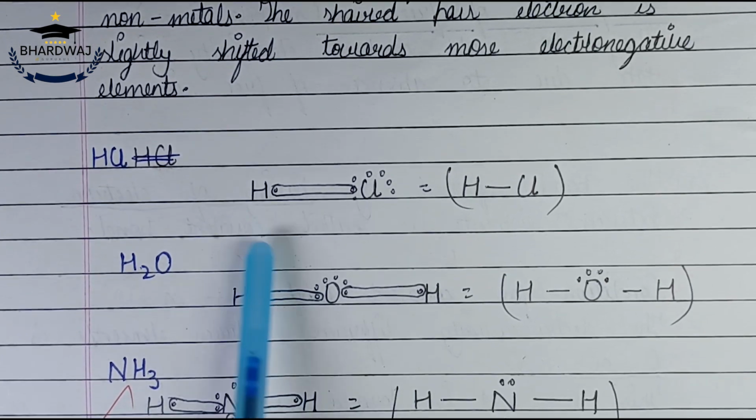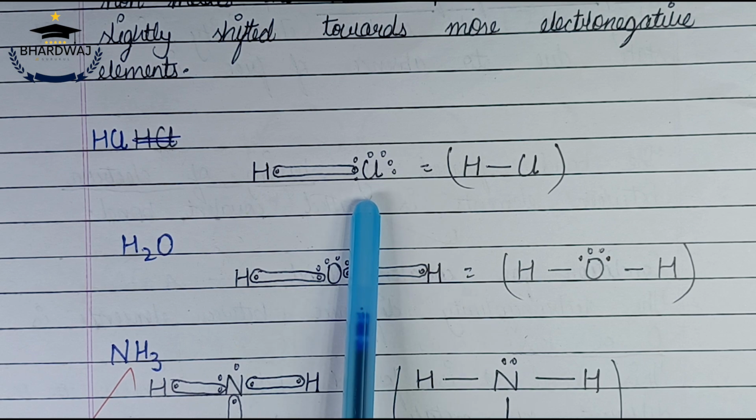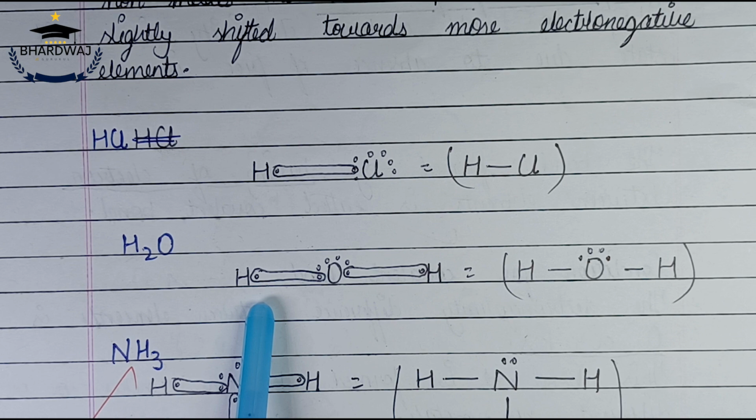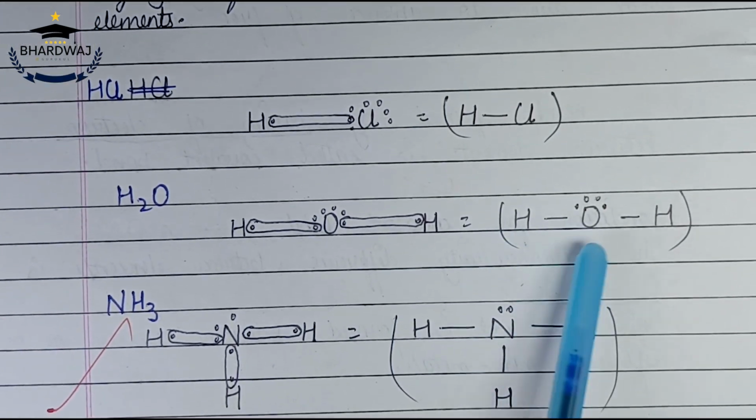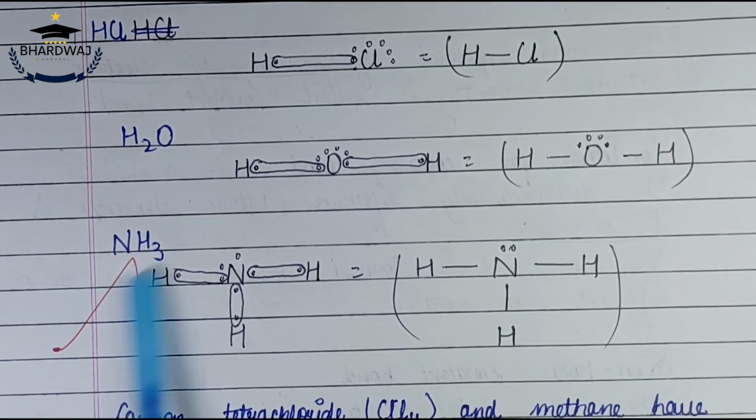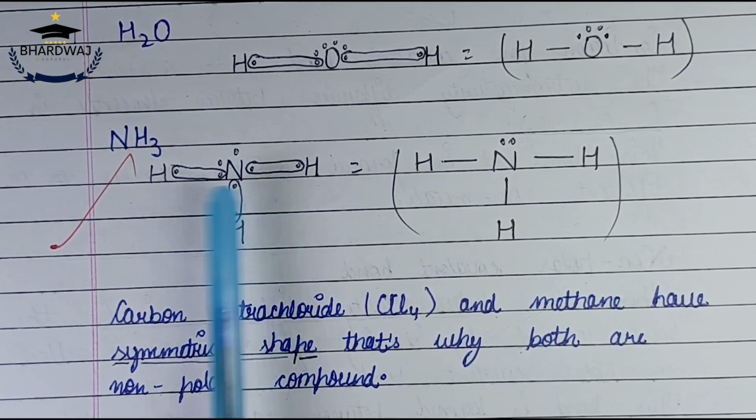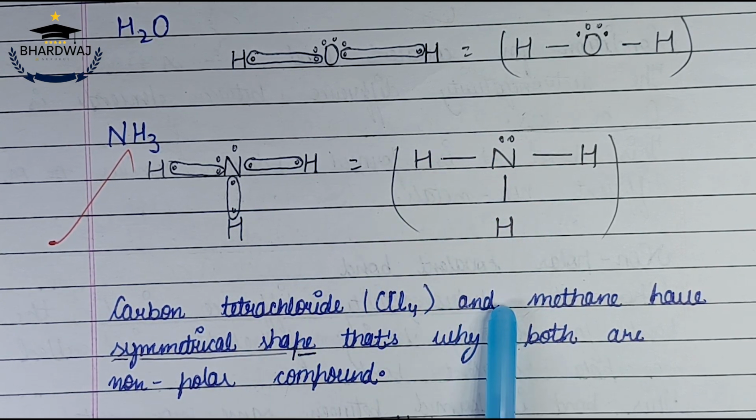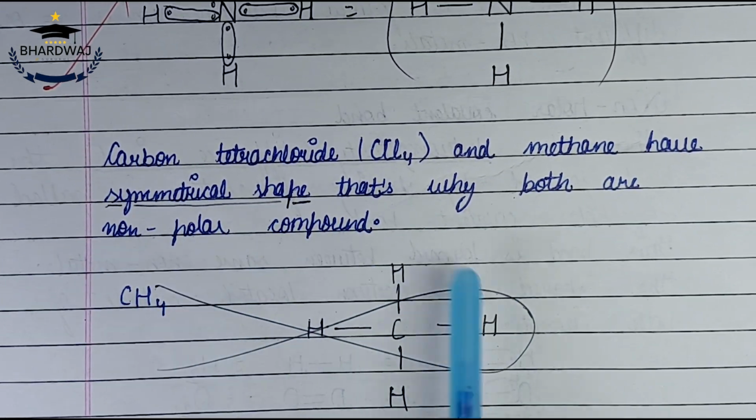Example: HCl. Hydrogen has 1 electron, and chlorine has 7 in its valence shell, so it becomes H single bond Cl. H₂O: hydrogen has 1 electron, and oxygen has 6 electrons, so it will become H, oxygen, and then again single bond H. Ammonia: 3 hydrogens, and nitrogen contains 5 electrons in valence shell, so 3 will be shared and 2 will remain. Carbon tetrachloride CCl₄ and methane CH₄ have symmetrical shape, that's why both are non-polar compounds.